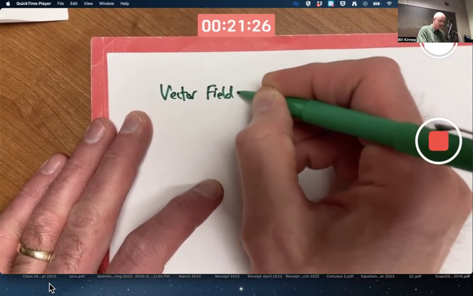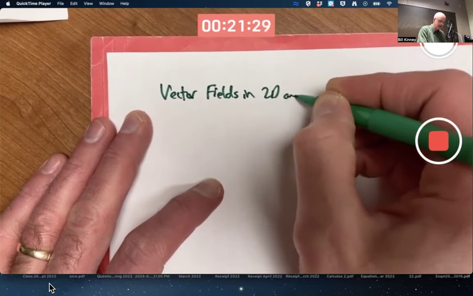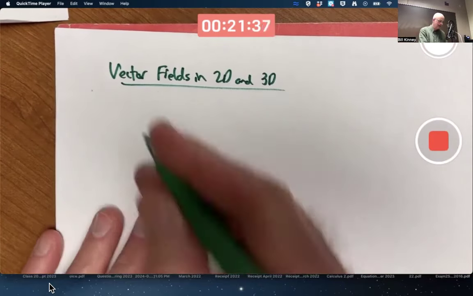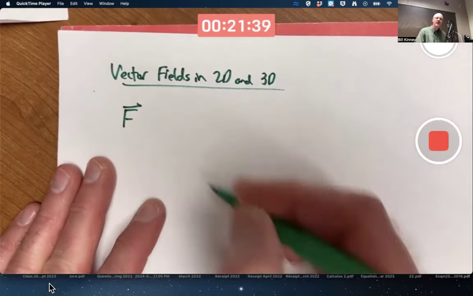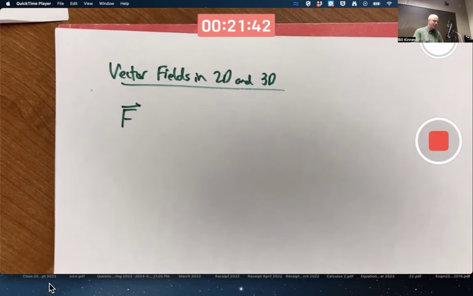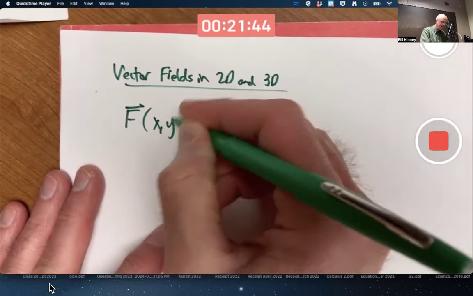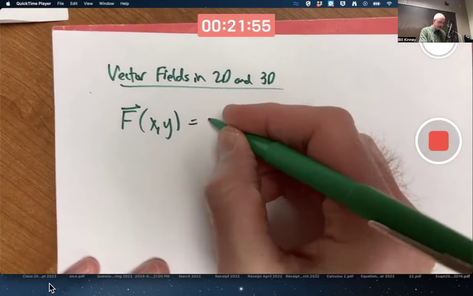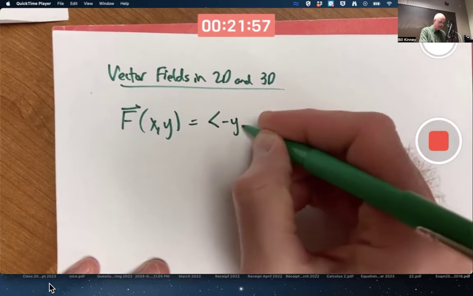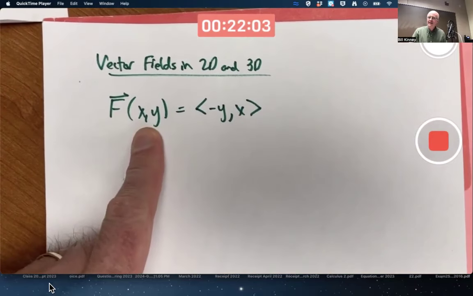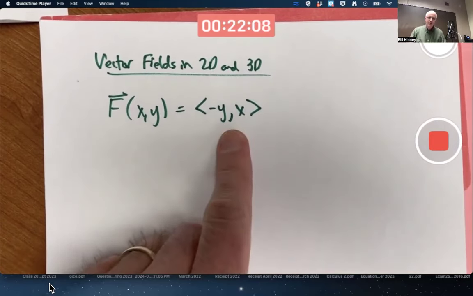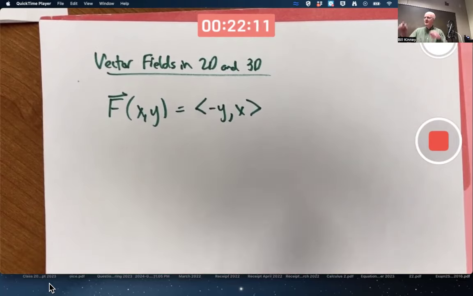Talking about vector fields in 2D and 3D. Let's start with 2D. A vector field is technically a function that takes a point as input and gives you a vector as output. Best thought about by example. Let's consider this vector field here. A point is input, (x, y), with parentheses, and a vector as output, in this case, ⟨−y, x⟩ is a vector.